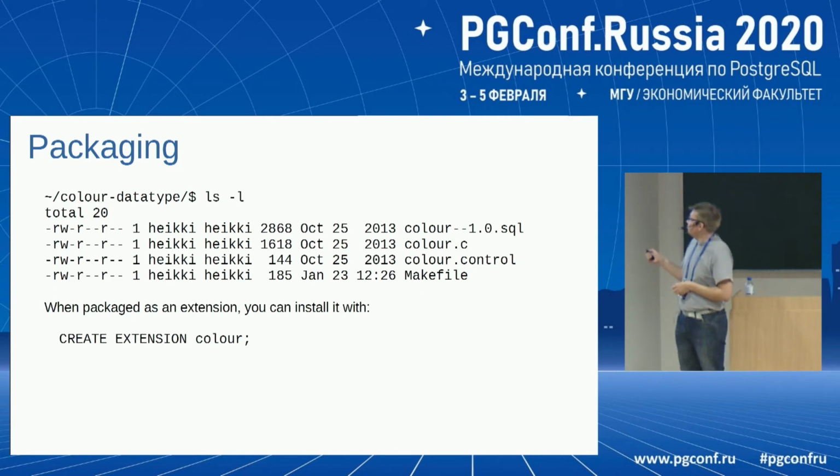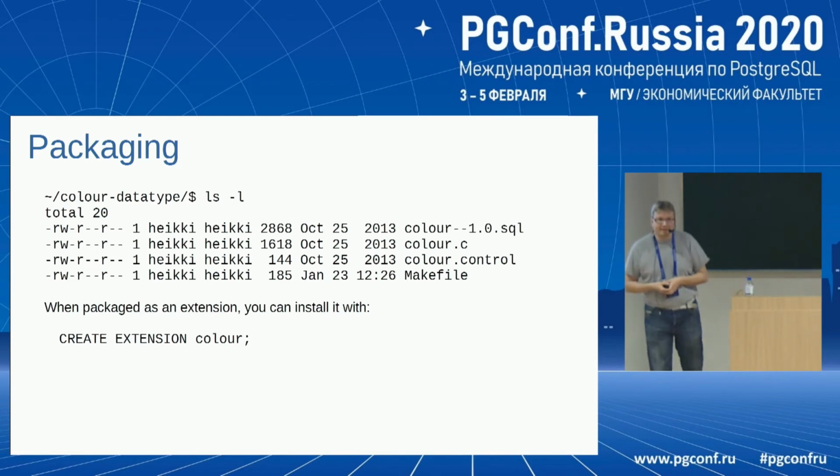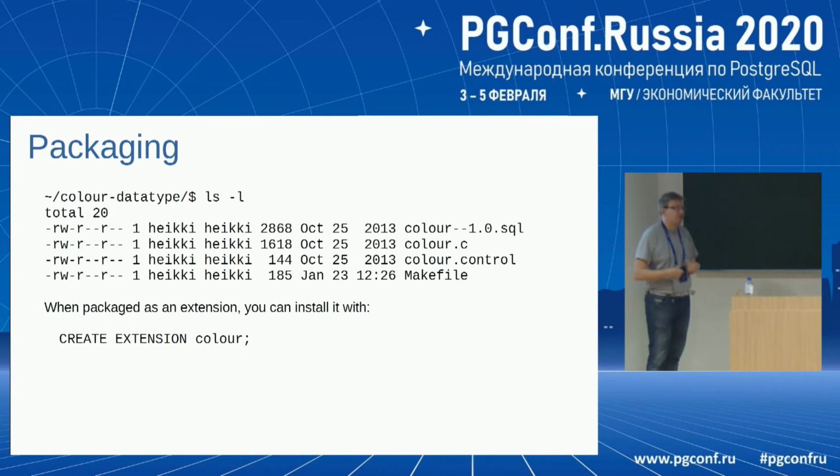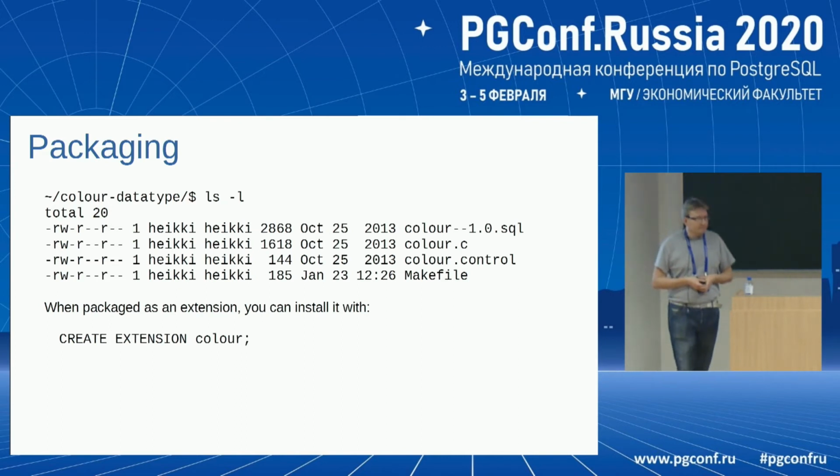For an extension, you put your C code in a .c file, and you have a make file that you should copy-paste from one of the existing ones, so you get it right. And then you have a control file that specifies the name of the extension and some other metadata. And finally, you have the .sql file, which contains all of these create function, create operator, create type, all of these SQL commands I showed earlier. Then when you put them all together, you have an extension.